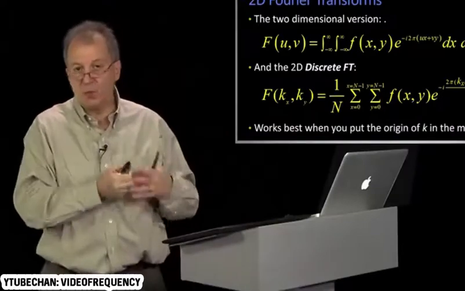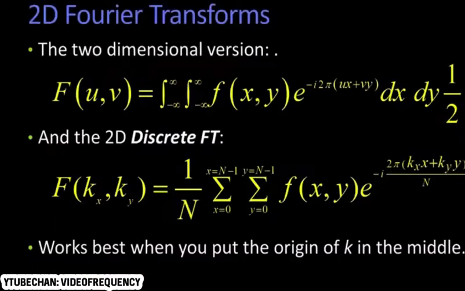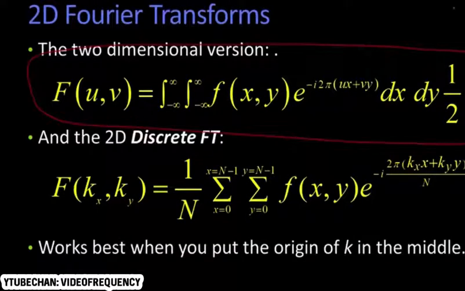I've been showing you this in one dimension. It extends pretty simply to 2 dimensions. And here are the 2-dimensional forms, okay? So this f of u, this is just when I've got a continuous 2-dimensional function.